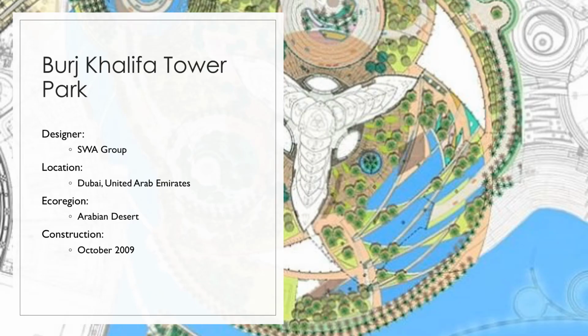My next example is the Burj Khalifa Tower Park. It was designed by the SWA Group, and it is located in Dubai, in the United Arab Emirates. It is in the Arabian Desert ecoregion, and it was constructed in October of 2009.